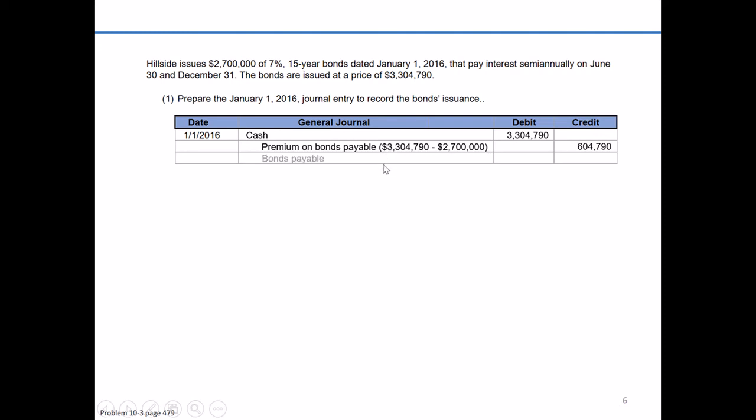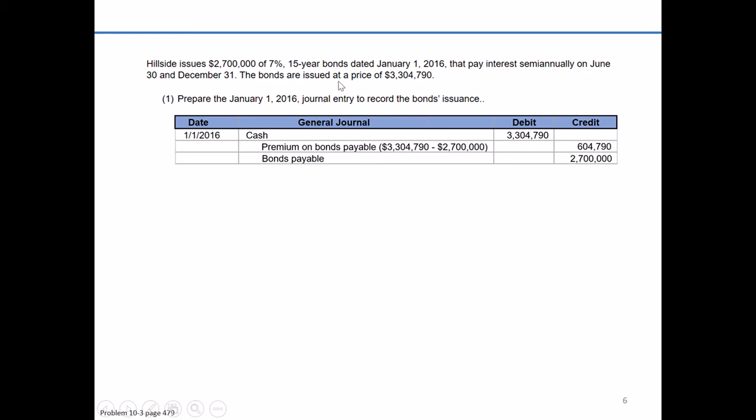Total amount of the premium is $604,790. We're going to credit bonds payable for a par value. That's ultimately the amount they have to pay at maturity for $2.7 million. Again, I pointed out this was a premium situation. I can't tell you the exact value from the information we have here, but I can at least say the market value would be something less than the contract rate of 7%.